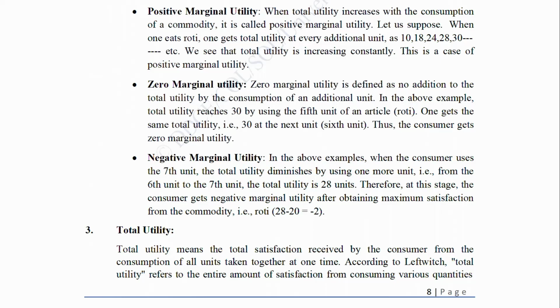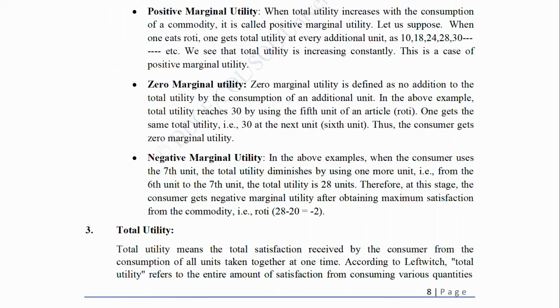Second, zero marginal utility. Zero marginal utility is defined as no addition to the total utility by the consumption of an additional unit. In the above example, total utility reaches 30 by using the fifth unit of an article, that is roti. One gets the same total utility, that is 30, at the next unit, that is the sixth roti. Thus, the consumer gets zero marginal utility.